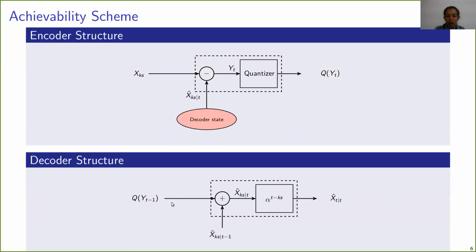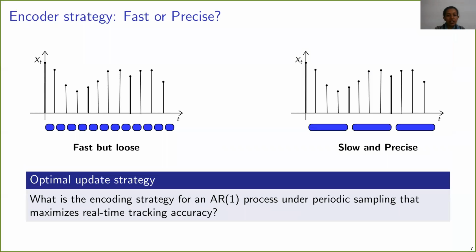Now at the decoder, upon the reception of a new update, it is added to the current estimate of the latest sample in order to refine this estimate further. Now scaling this appropriately with the process parameter gives a real-time estimate of the process at the current time instant. So this actually tells us what is the update that we are sending across the channel. But this is not sufficient in our setting. Besides deciding what to send, we must also decide how often we should send these updates.